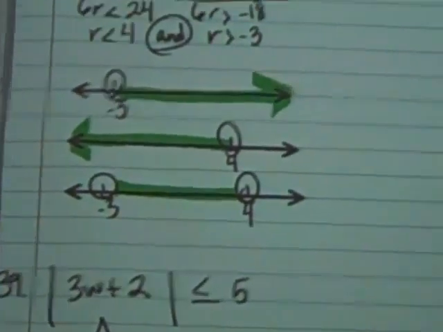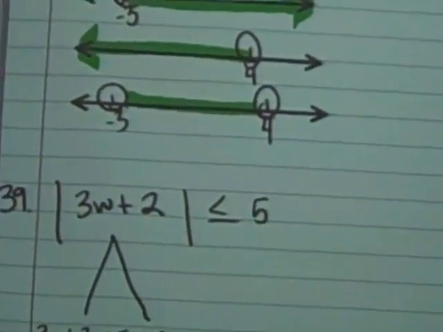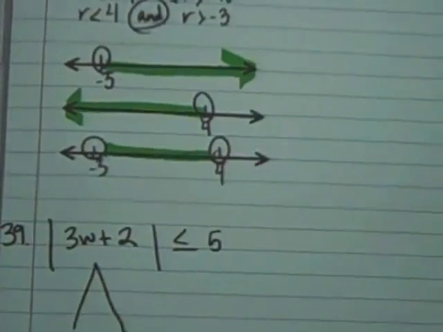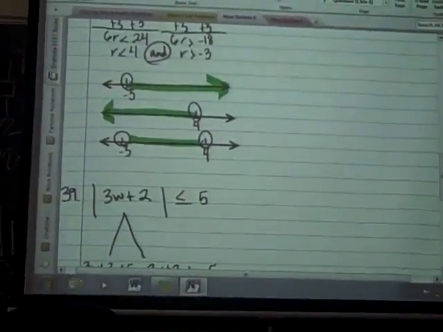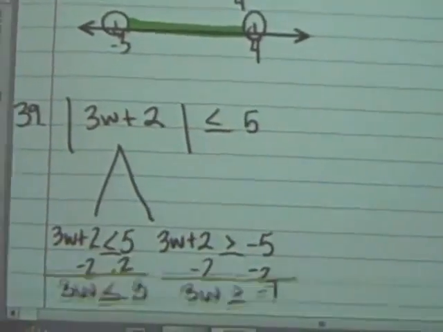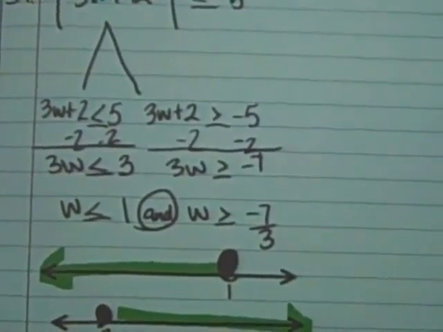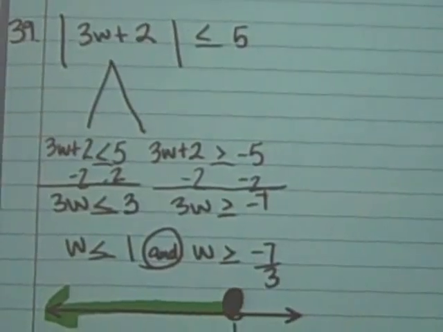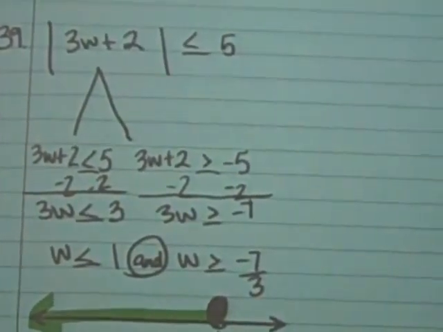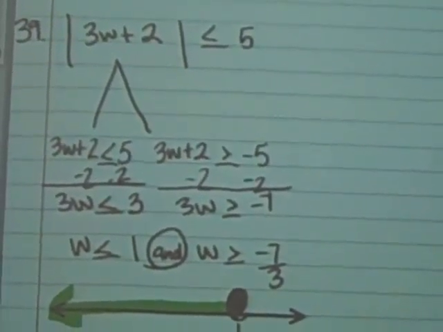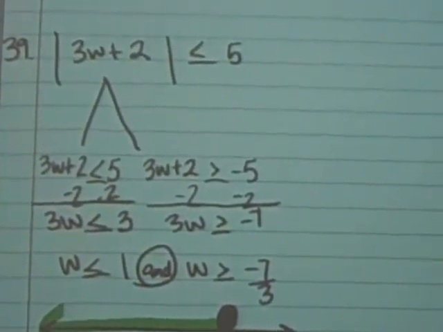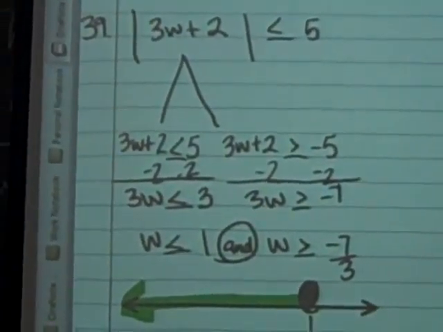Okay. Now for number 39. We have |3w + 2| ≤ 5. Now this is different in that we do have less than or equal to. We still have and because it's a less than symbol, but we're going to have closed circles, so that will be different. So we solve by rewriting it as a compound inequality using the word and.